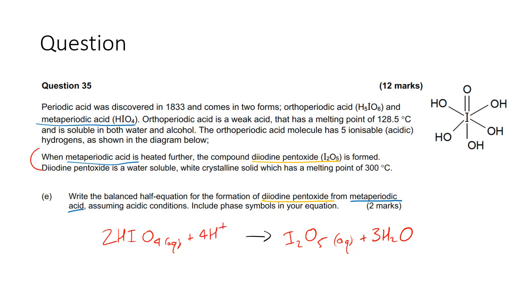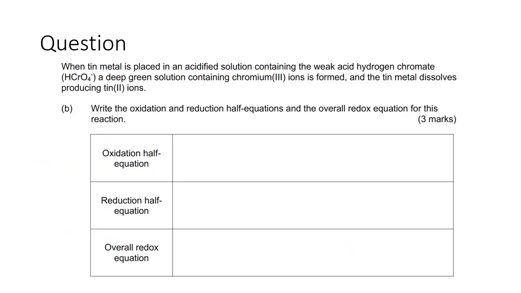Okay, and then I can have a look at the charges. So that's 0, that's positive 4, that's 0, that's 0. So which side is more positive? That's the left-hand side. I need to add 4 electrons to this side. Okay, don't forget the state symbols, that one there and that one there. And that one's this question here. Let's do another one.